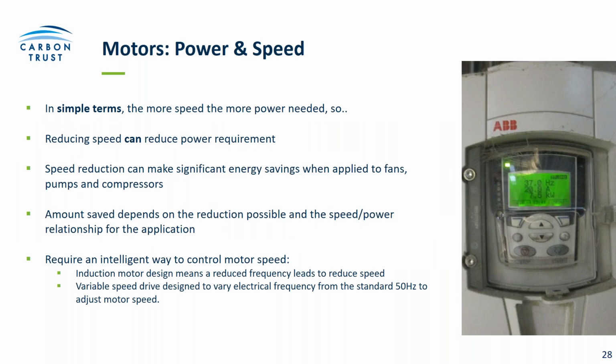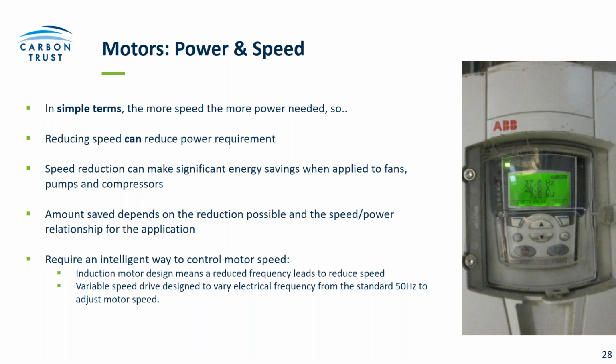So in terms of motor control, the main thing we're looking at really is the speed control. So reducing speed can reduce the power requirement, and I'll come on to what we mean by that shortly. Speed reduction can make significant energy savings, and that applies especially to fans, pumps and compressors. So the amount saved depends on the reduction possible and the relationship between speed and power. So to provide that control, we need an intelligent way to do that.